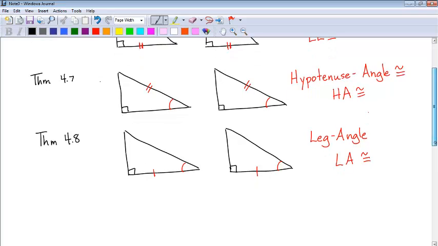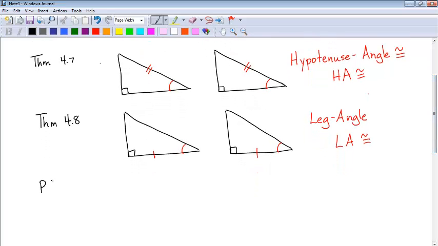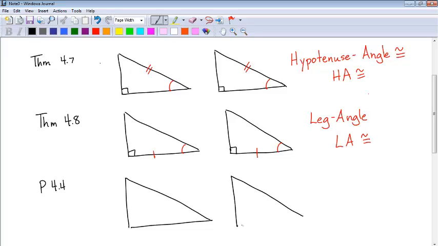And the last one is a postulate. Postulate 4.4. Same thing, draw 2 right triangles. This leg is congruent to this leg. And this hypotenuse is congruent to this hypotenuse. So this one is hypotenuse leg.